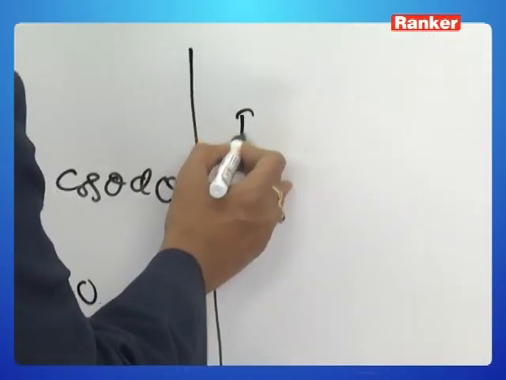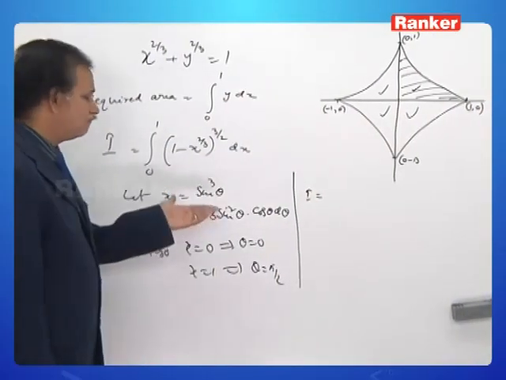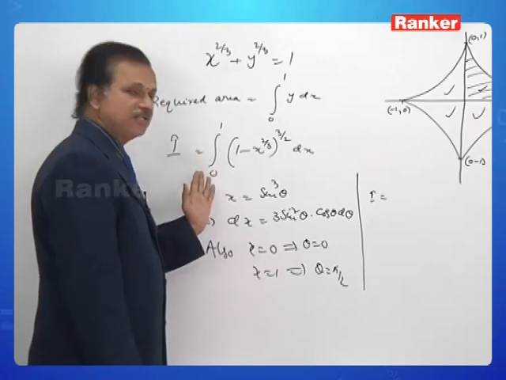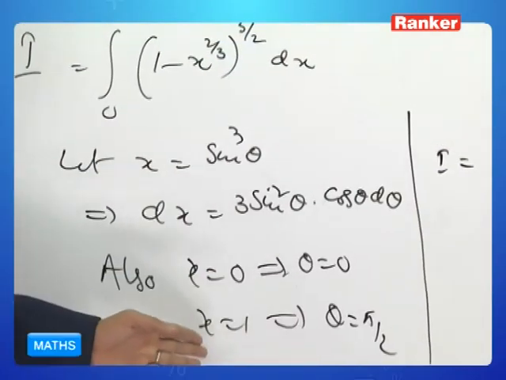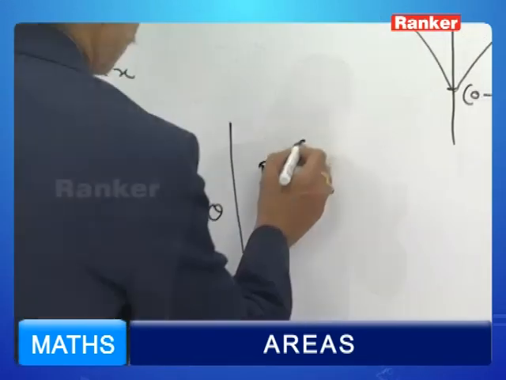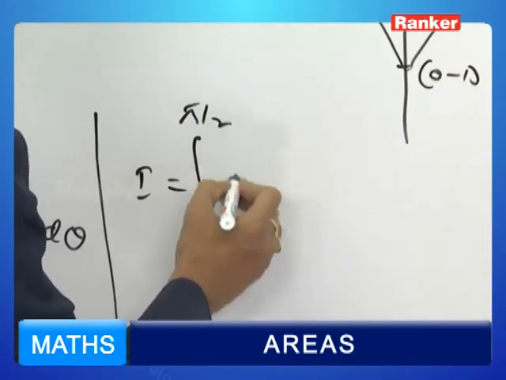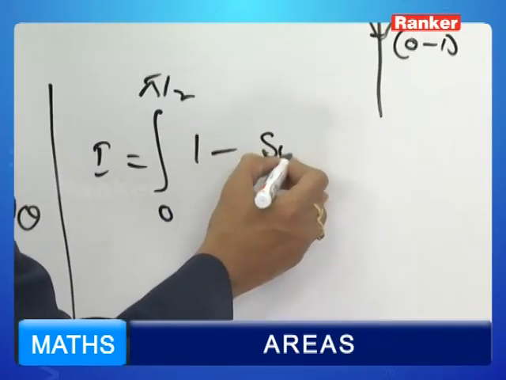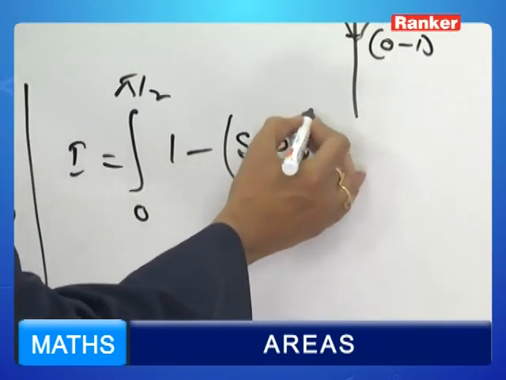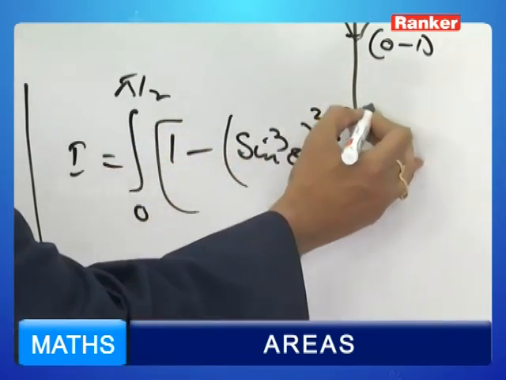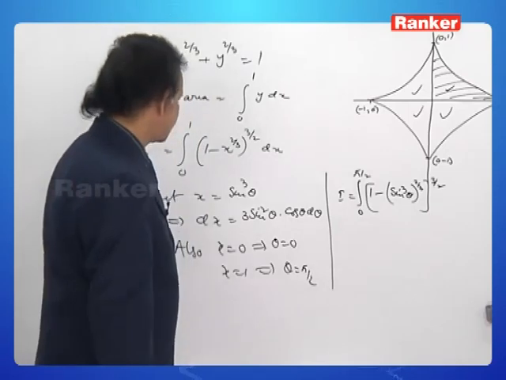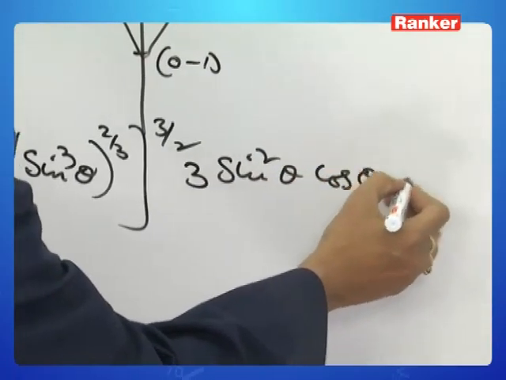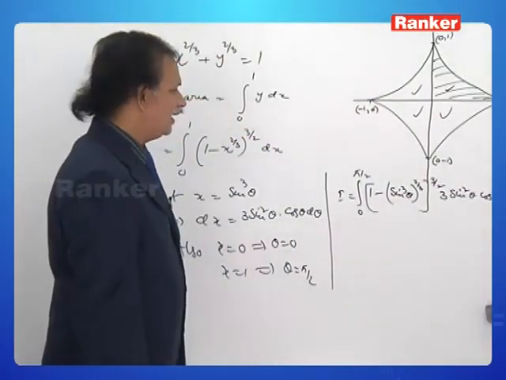Okay, with these modifications, what will be the shape of our required area? I is equal to, instead of 0 to 1, what are you supposed to have? 0 to pi by 2. 1 minus x is 1 minus sin cube theta, whole power 2 by 3, whole to the power of 3 by 2, into dx. What is dx? 3 sin square theta cos theta d theta. Well done.